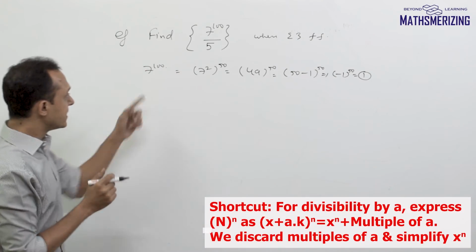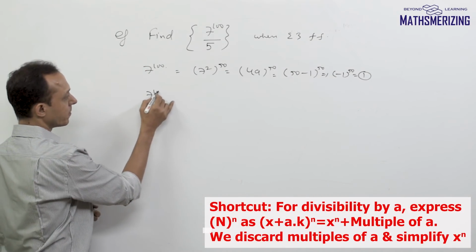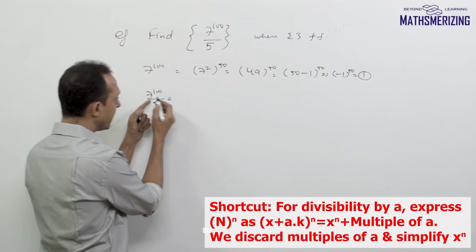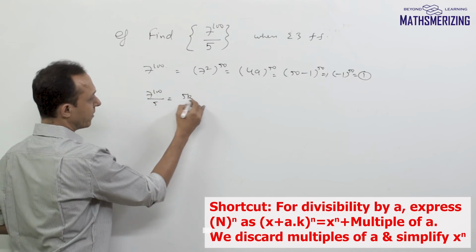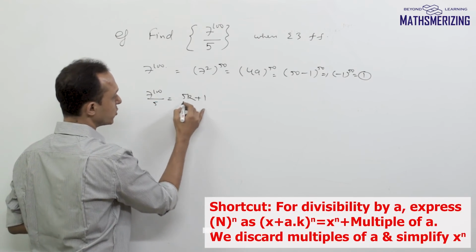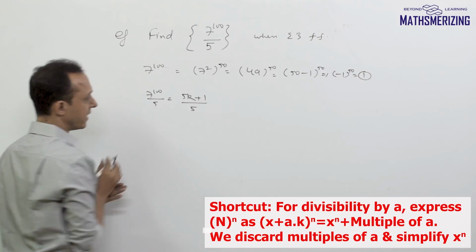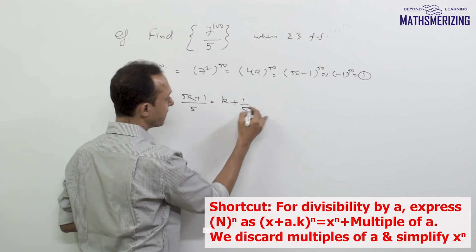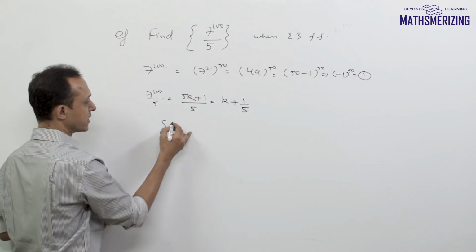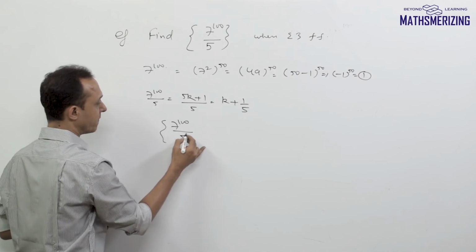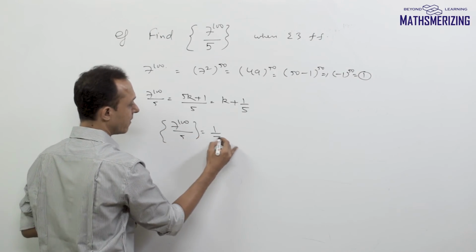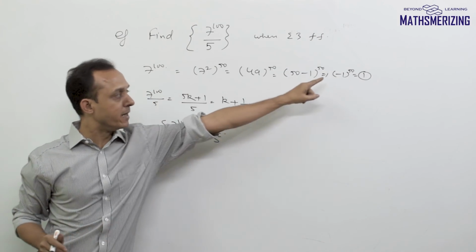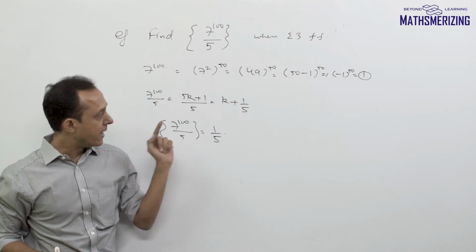So that is, when 7 to the power 100 is divided by 5, then this number, I can express it as some multiple of 5 and then plus 1. So if I'll divide by 5, I can write it as k plus 1 by 5. So in this case, the value of fractional part of 7 to the power 100 upon 5 will be simply 1 by 5, because 7 to the power 100 when divided by 5 leaves a remainder 1. So answer is 1 by 5.